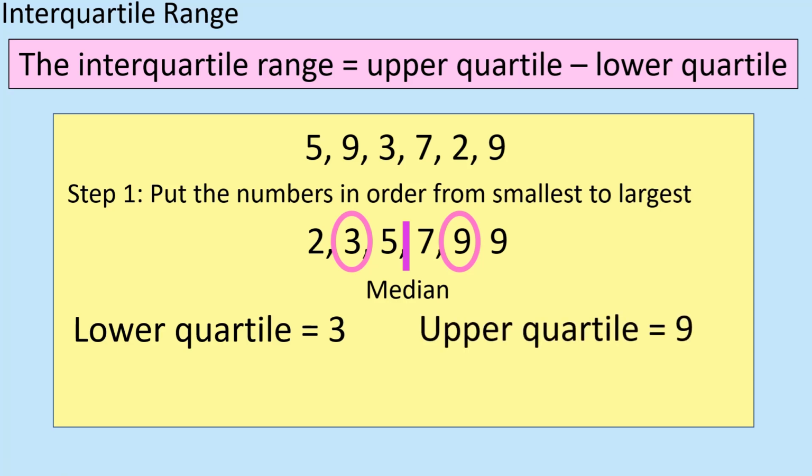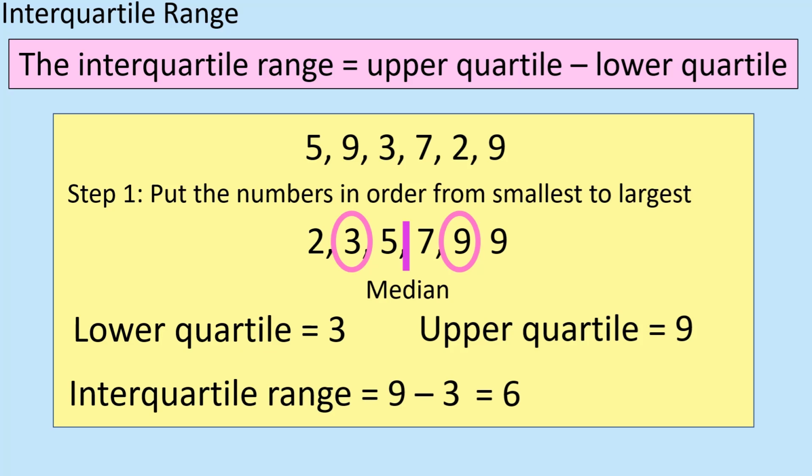And then from there, I just find the interquartile range, so the gap between 9 and 3. The gap between 9 and 3 is 6, and that is my interquartile range. It's relatively straightforward, isn't it? Well, there you go. That is effectively upper and lower quartile in a nutshell.